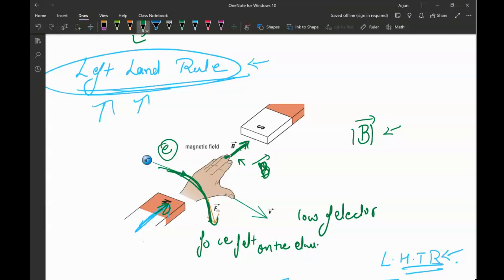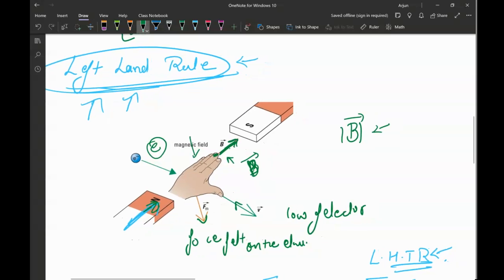Now, if I reverse the direction of electron, then it's going to start moving in the upward direction, because then, according to the left hand rule, everything will change. Also, palm will come in the upward direction.